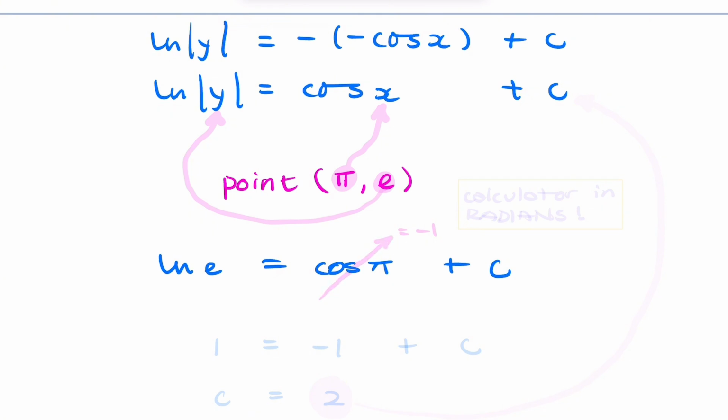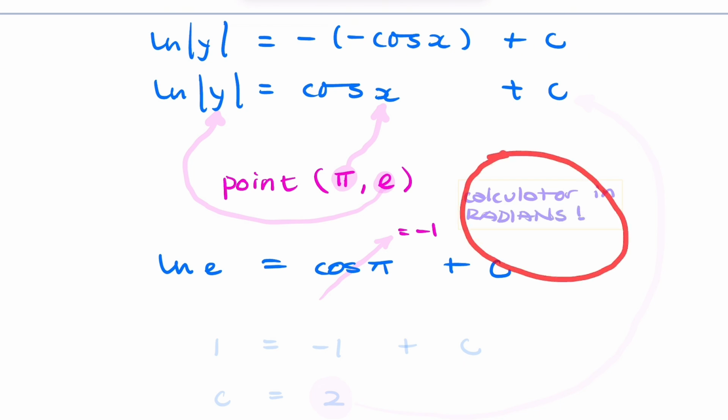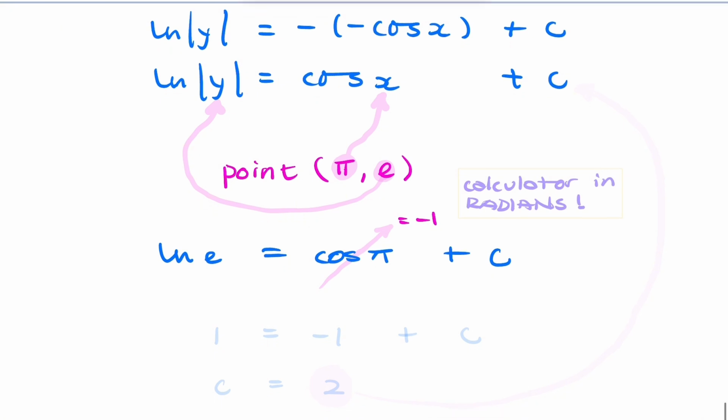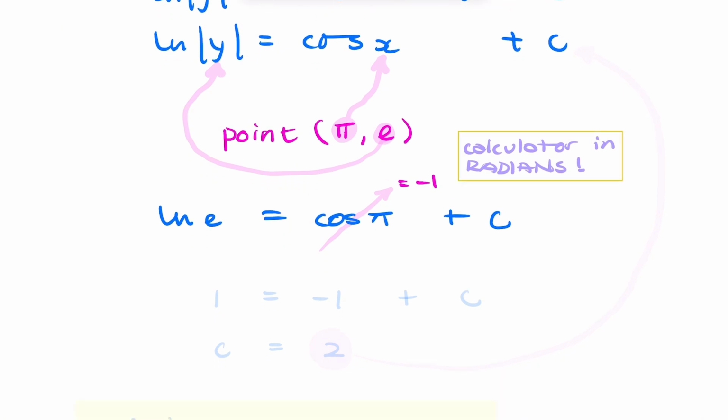Now, cosine pi is -1, provided, of course, you're working in radians. When you're using integration, or in all calculus, you should always be working in radians. So make sure your calculator is set in radians if you need a calculator for cosine pi. Otherwise, your calculator will give you misleading results.